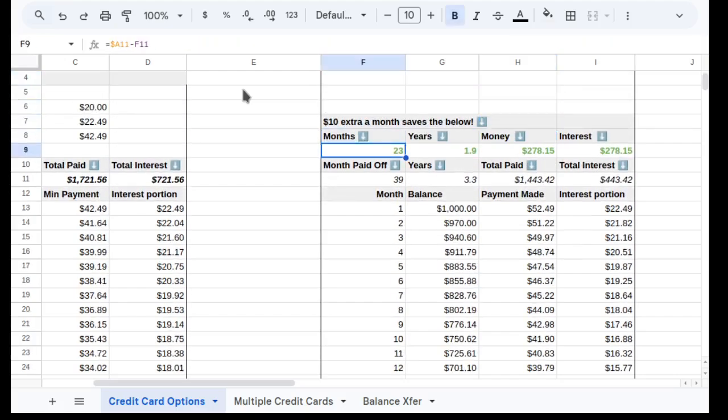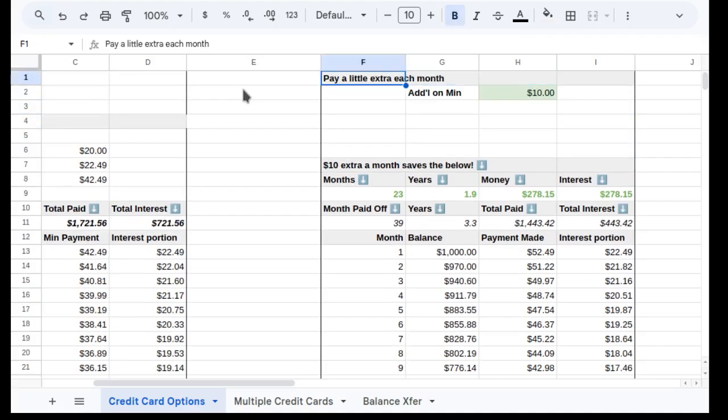You would have paid it off in 39 months, which is a little over 3 years, saving yourself almost 2 years of payments. The best part is that you're saving interest when you're paying something off faster. So the money you save on interest is $278.15 just by paying $10 more than the minimum every month.